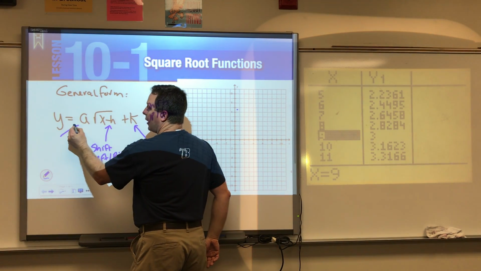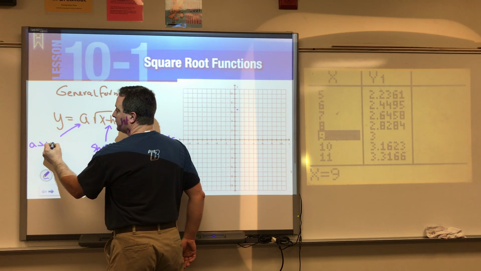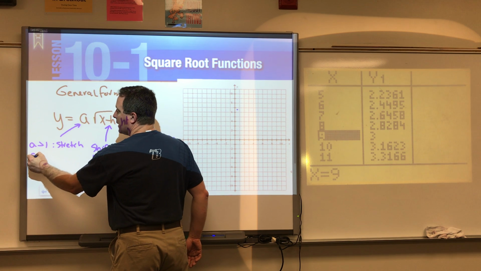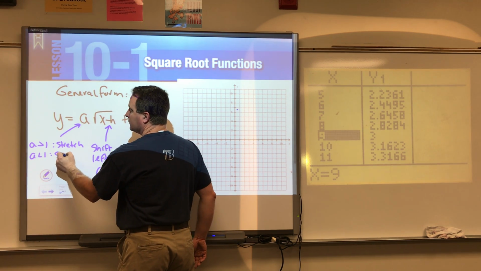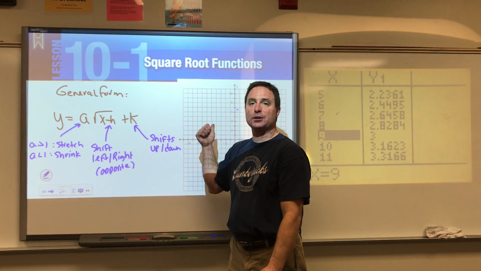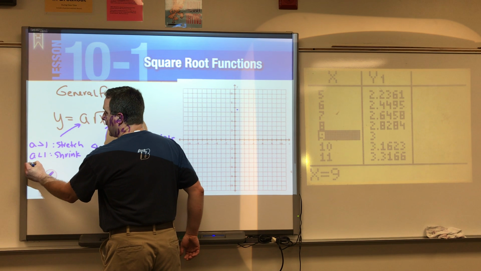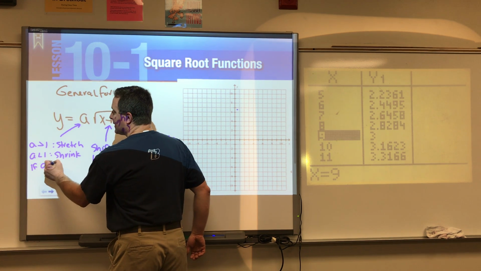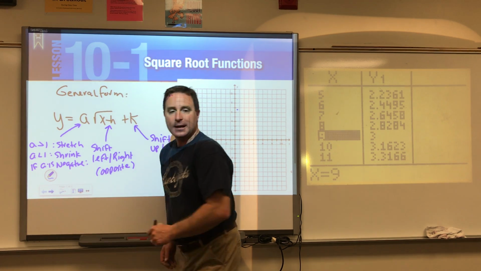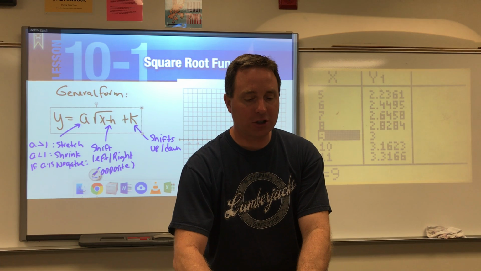And then the A here also affected the graph. If A is greater than 1, it was called a stretch. If A was less than 1, it was called a shrink. And we'll see what a stretch and a shrink look like with square root functions here in just a minute. And then if A is negative, just like with parabolas, when it's negative, it flips it.